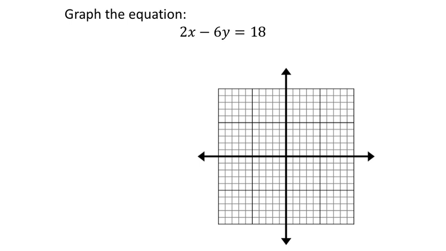2x minus 6y equals 18. Hey, that looks pretty good. But the first thing I'm going to do, let's move this over so we have some more space to work. There we go. I do want to change this into slope-intercept form. Again, only two principles of equality. That's all that we need.